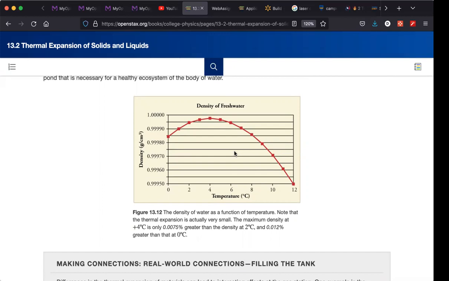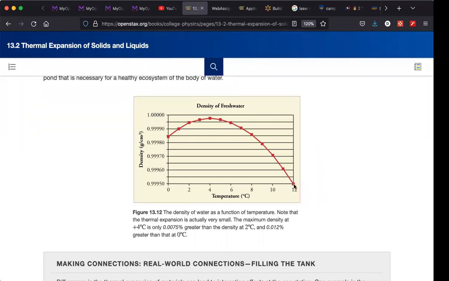And we hopefully understand the reason for that. The reason for that is because as water, liquid water, begins to freeze, it goes through an interesting cycle of density. So here is the temperature of water on this scale, and this is the density of water. So this is liquid water right here. At 12 degrees Celsius, it has a density of 0.99950.